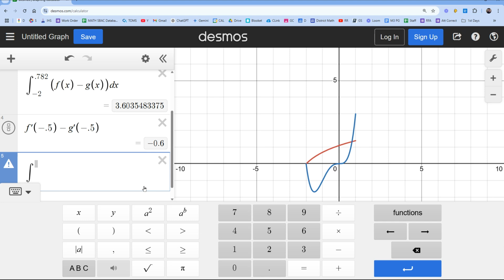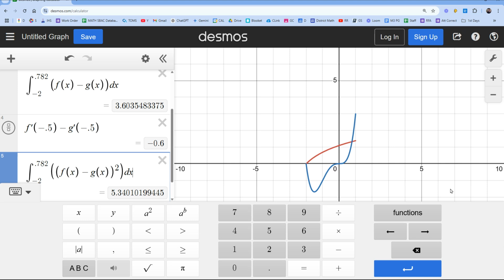So again, integral negative 2 to 0.782. I'm going to do two parentheses here because I'm going to square it. And then close it, dx. Oops, move that cursor. Close it, dx. And you have the volume. So the volume's 5.340.